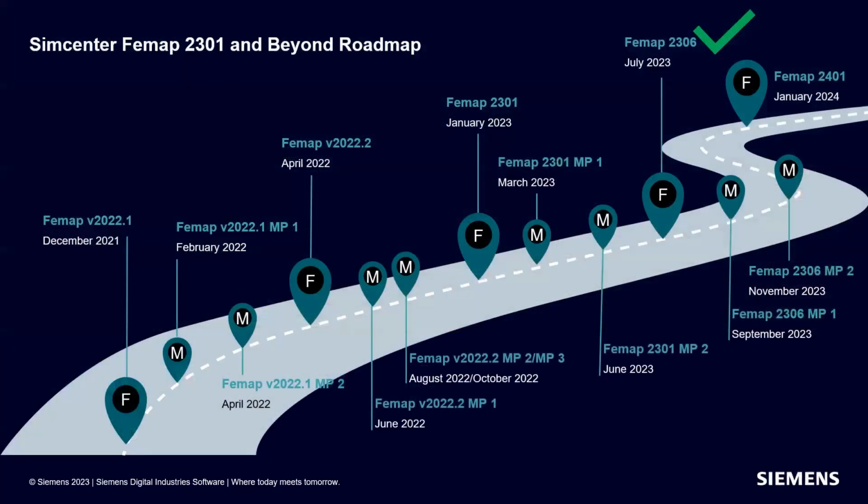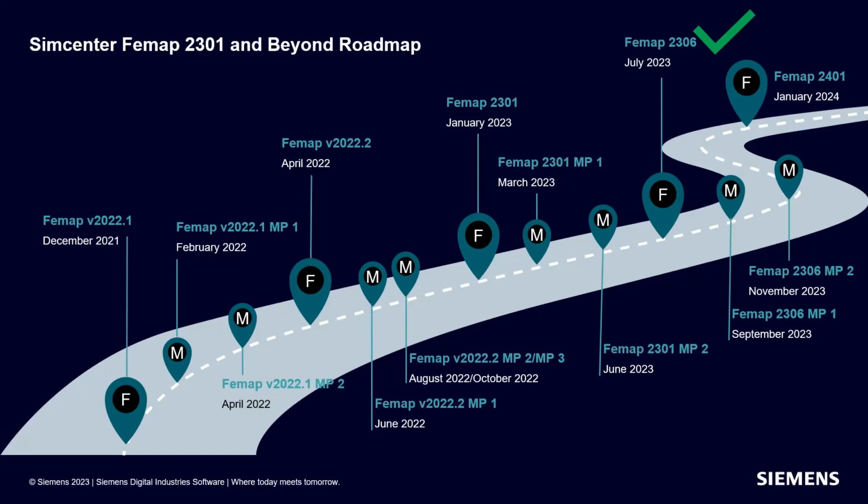So just so everybody knows, Femap 2306 was released in July 2023. And if you already have 2306 and if you have any issues with it, perhaps we will be putting out our first maintenance pack either by the end of this week or early next week. So sometime in September here, we'll be putting out 2306 MP1.